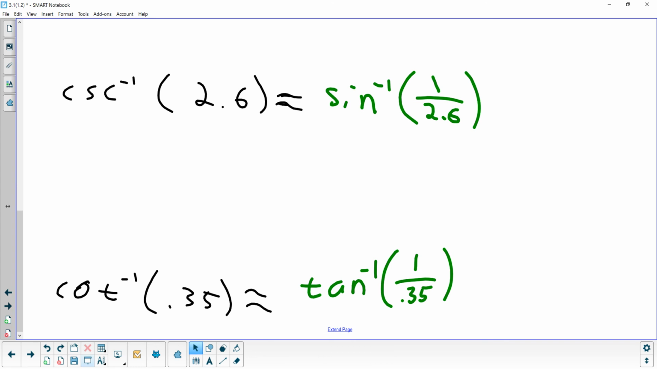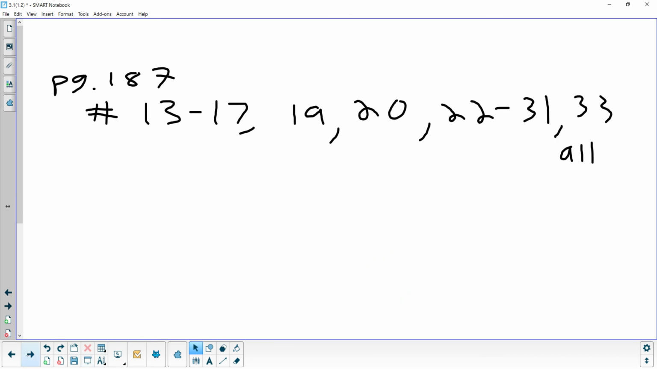All right, so that's the first part of 3.1. So tomorrow we'll finish 3.1, and then we'll start our last section for the week, which is 4.1. Finish it on Wednesday, and then test on Thursday.